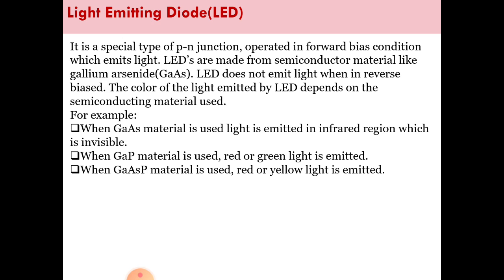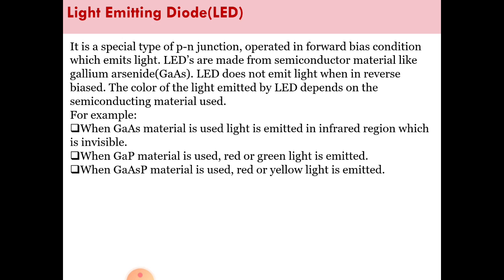Now, light emitting diode, LED. These are applications of the semiconductor. Light emitting diode is a special type of PN junction operated in forward biased condition which emits light. LEDs are made from semiconductor material like gallium arsenide. LED does not emit light when in reverse bias. In reverse bias, the junction does not emit light.